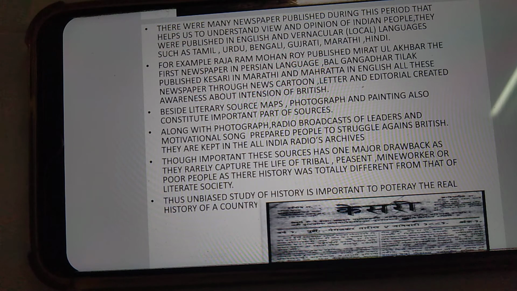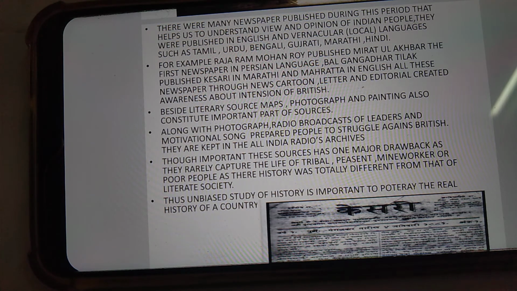There were many newspapers published during this period that help us to understand the views and opinions of Indian people. They were published in English and vernacular, local languages such as Tamil, Urdu, Bengali, Gujarati, Marathi, Hindi. For example, Raja Ram Mohan Roy published Mirat-ul-Akhbar, the first newspaper in Persian language. Bal Gangadhar Tilak published Kesari in Marathi and Mahratta in English.